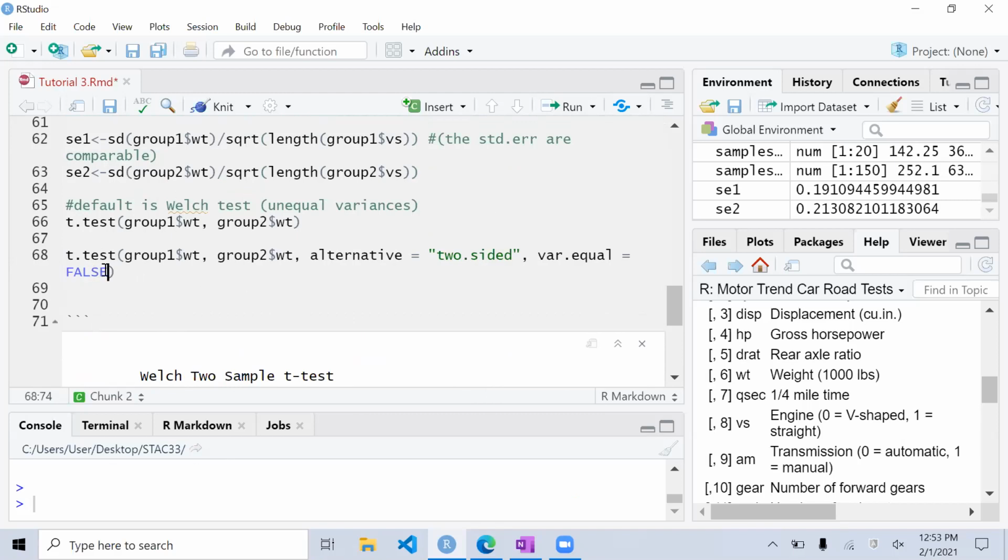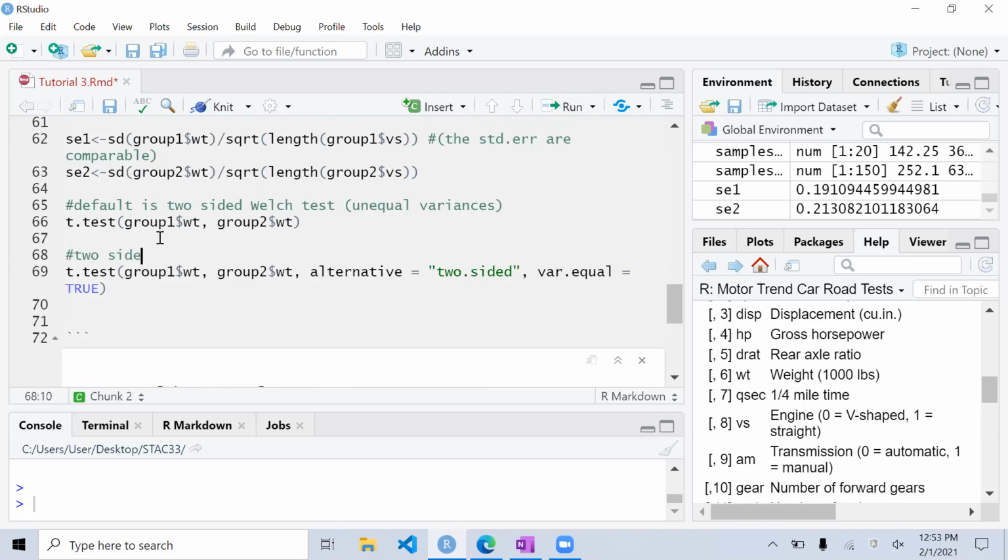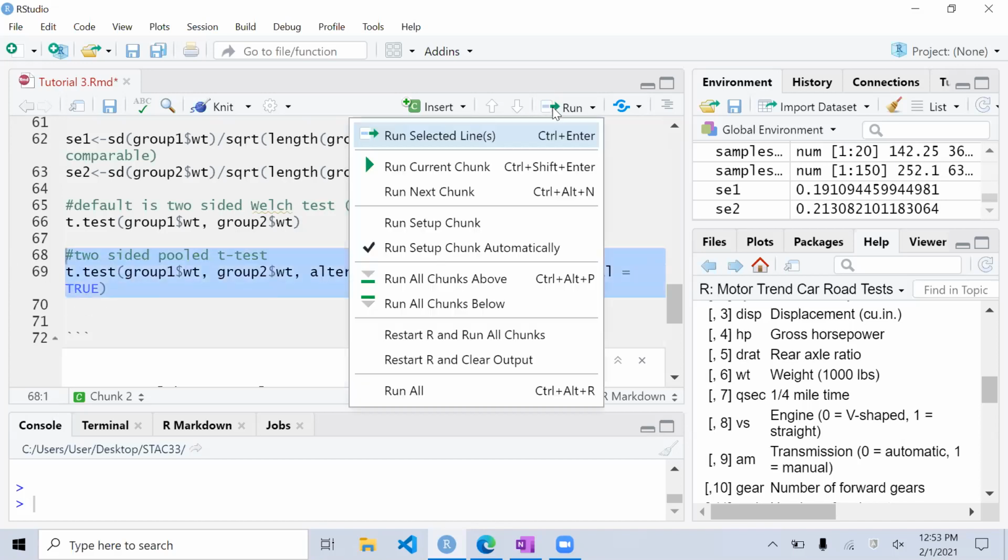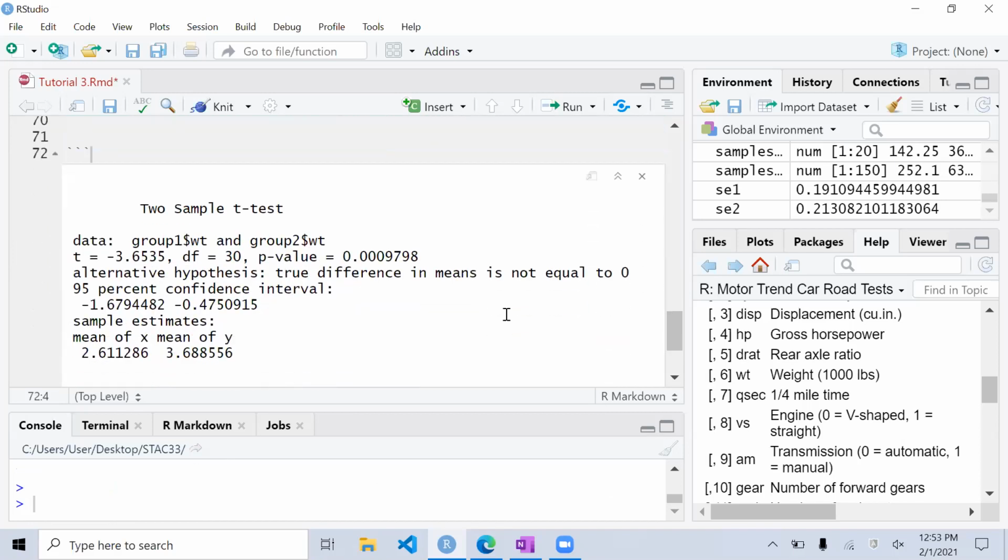But now let's see what happens if I put var.equal equals TRUE. This is a pooled test. So this is now a two-sided pooled t-test, right? And what do we get? Let's run it and see. See how the p-value changes, right?